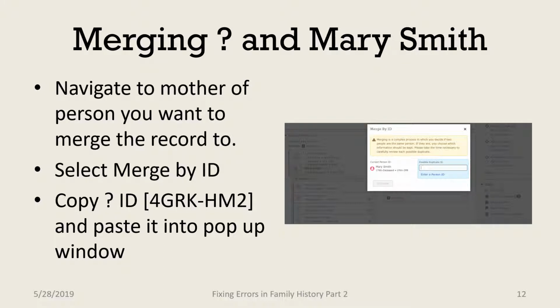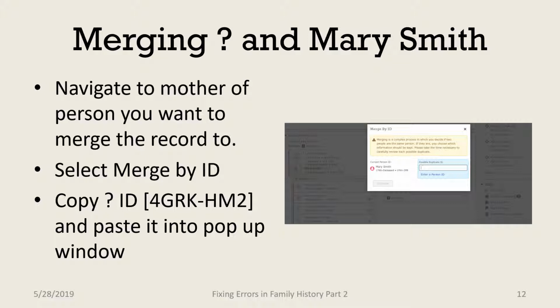Navigate to the mother of the person you want to merge the record to. In this case, Mary Smith, LYNV-2PB. On the right side of her person page, select Merge by ID. Go to the notepad you saved earlier and copy the ID for the unknown mother, 4GRK-HM2, and paste it into the pop-up window.